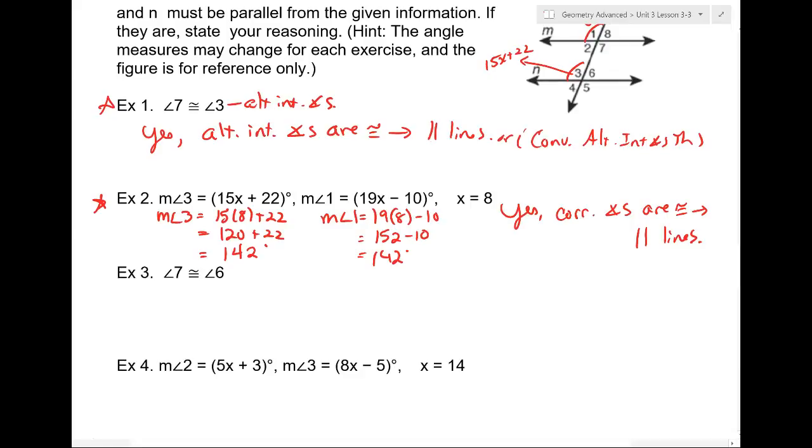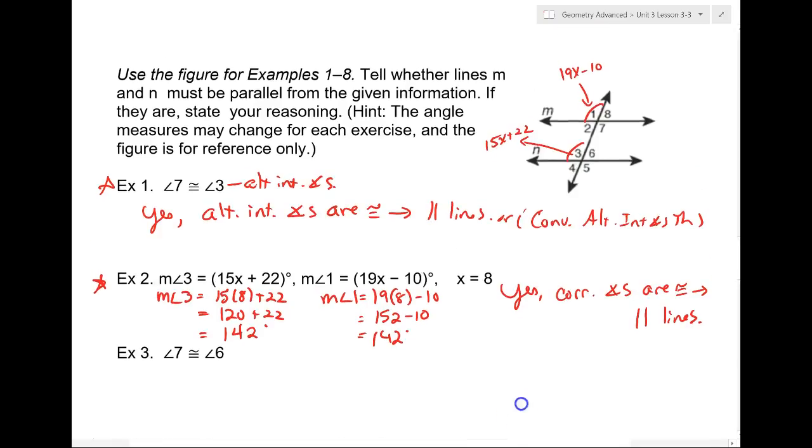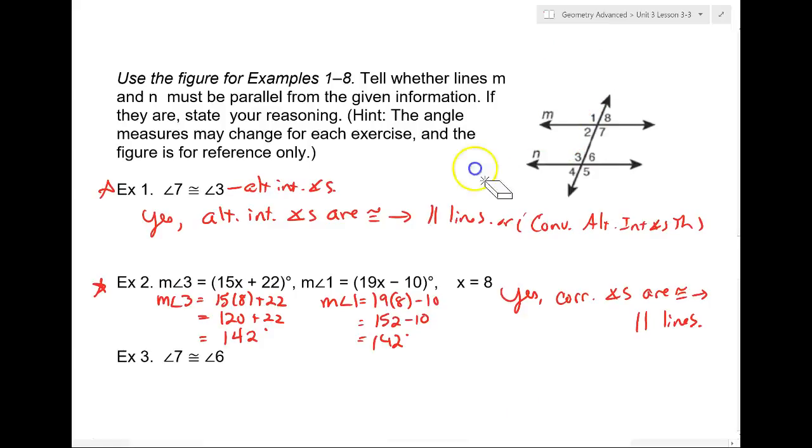All right, next one, my friends. Let's try this one. Let's look at 3. I'm going to erase my diagram. They told me angle 7 and angle 6 are congruent. Will that let me know if those lines, M and N, are parallel?